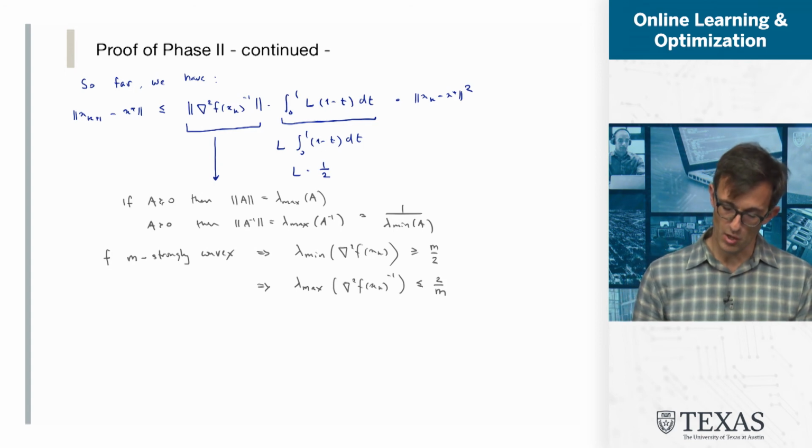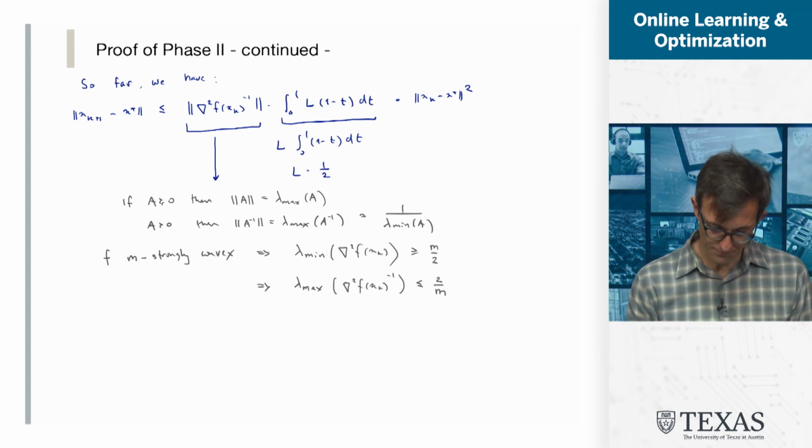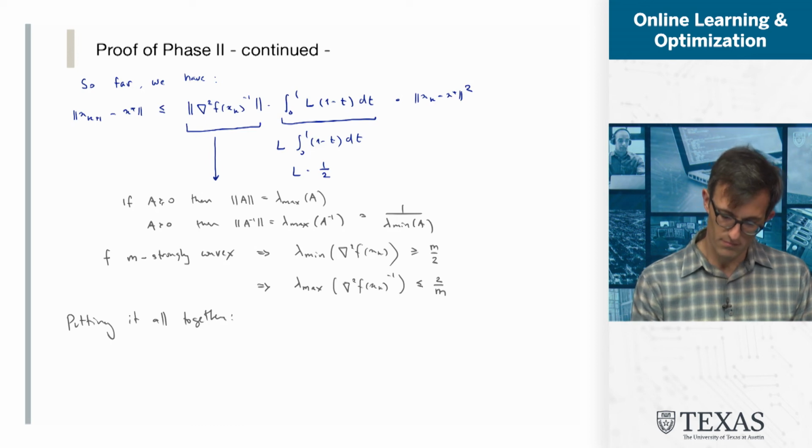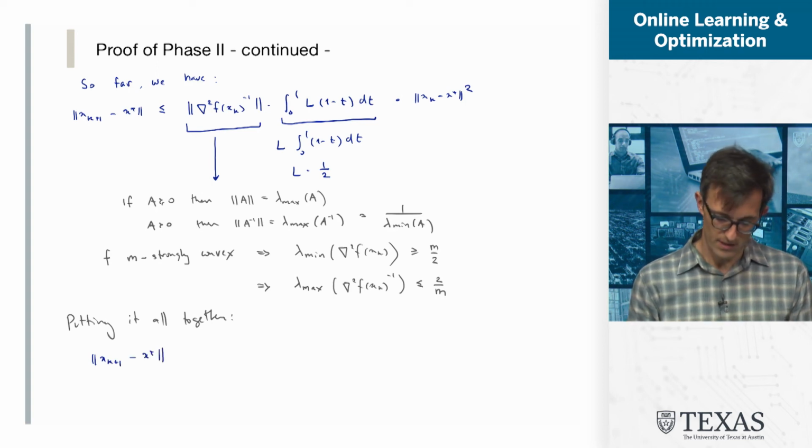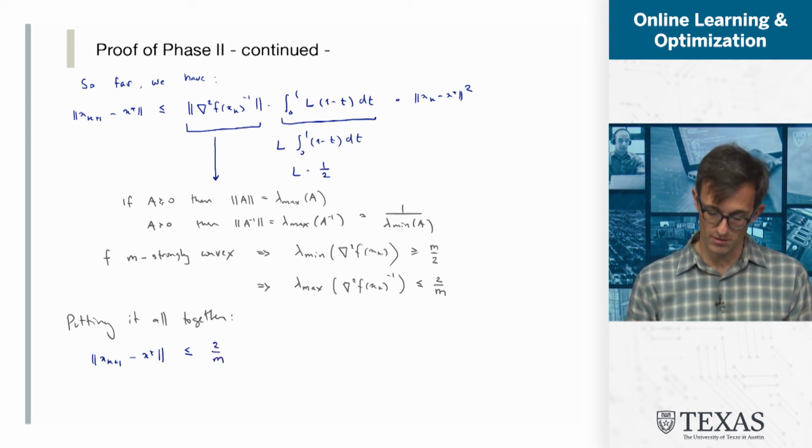So plugging in all of these bounds, switching back to our main color, I find that xk+1 minus x star is less than or equal to 2 over m, that's the bound of the inverse Hessian, times L times 1 over 2, that's the bound of the integral of L times 1 minus t dt, times xk minus x star squared. And this was exactly our guarantee.